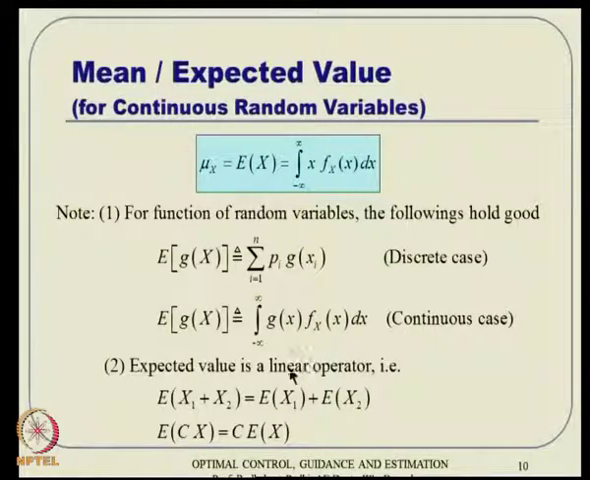So, what do we mean by an operator being linear? It satisfies the principle of superposition. That means, if you take two signals x1 plus x2 and take the expected value of that, it is nothing but the expected value of x1 plus the expected value of x2. Similarly, if you multiply this random variable by some constant c, then the expected value turns out to be c times the expected value of the random variable itself. These two properties will be very useful later.